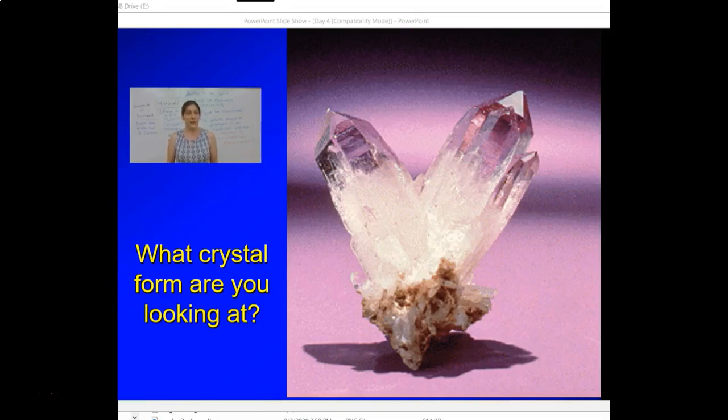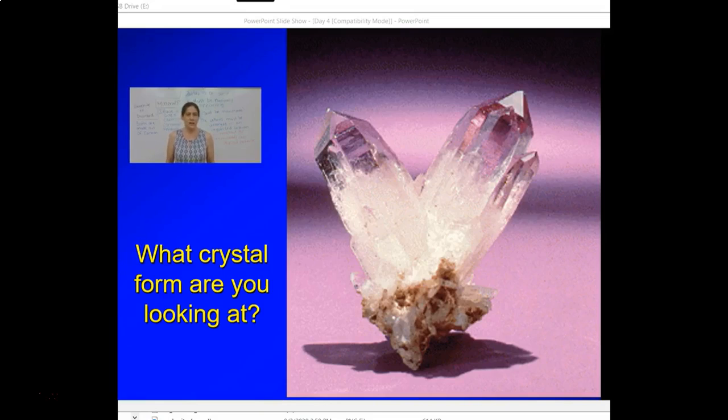It's the shape that a mineral naturally wants to grow into. So depending on how those atoms are arranged, it might grow into this shape. In lab today, or the second lab for this week, we will be looking at the cleavage, which is the shape that a mineral breaks into.